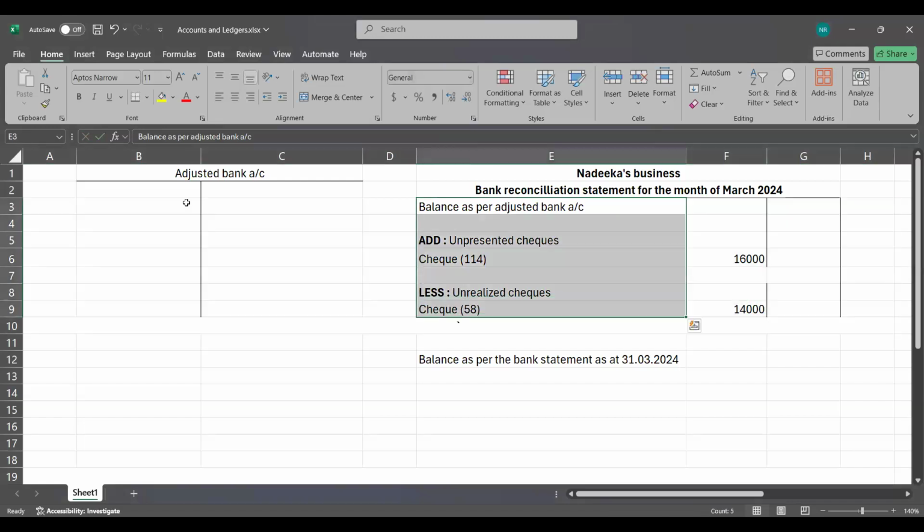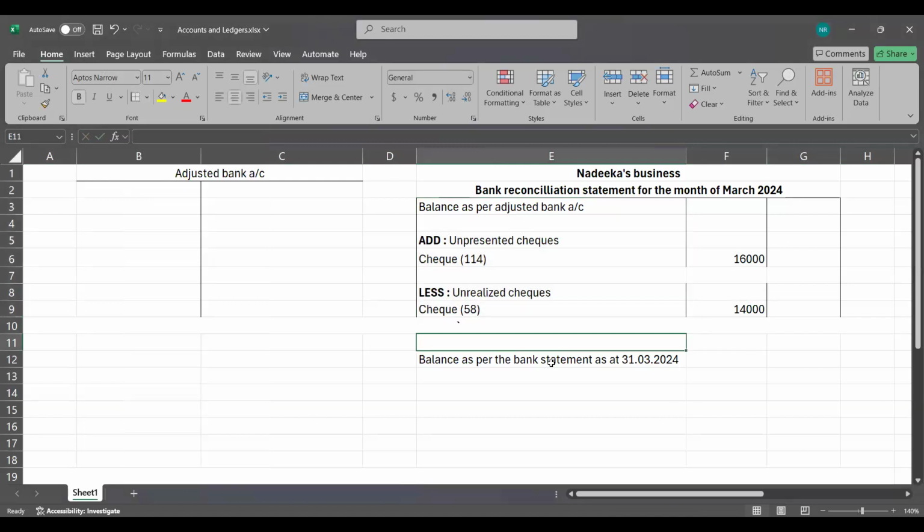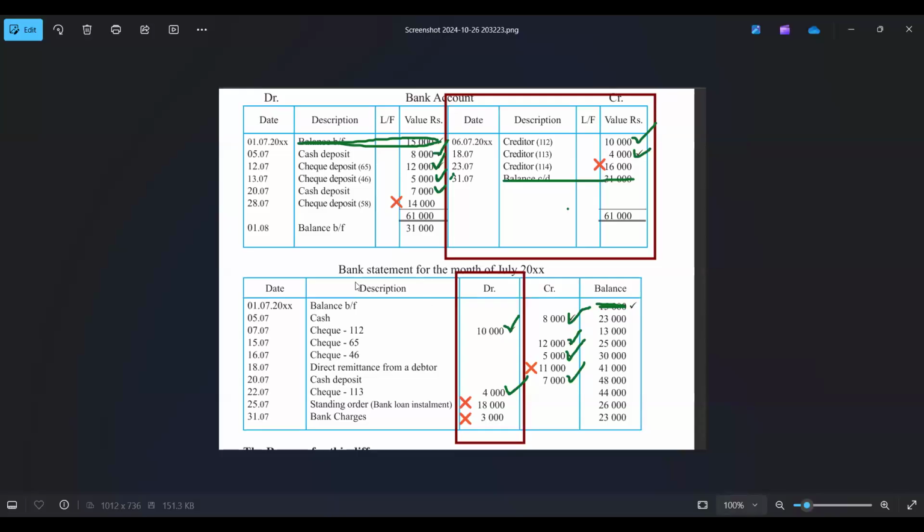Guys, are we all good with recording these two? All right. Okay, so now we are done recording the mistakes that we found in the bank account. Now let's move on to the bank statement. So in here, whatever is written in the credit side, we already know that we should write in the debit side. And whatever is written in the debit side, you should write in the credit side.